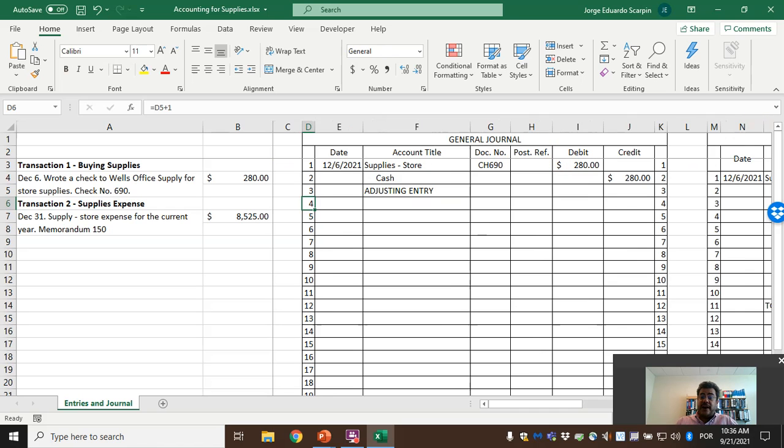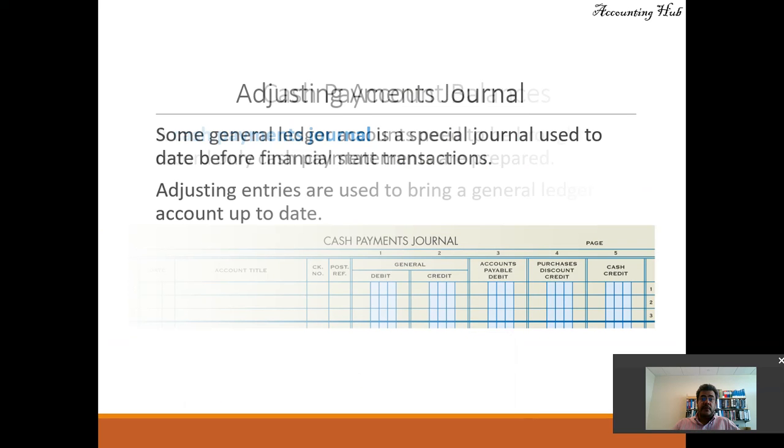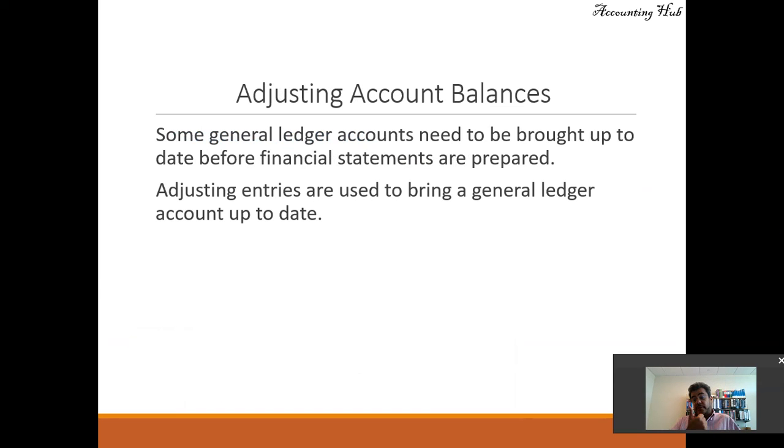How much is that, and how do we do that? We do that based on an adjusting entry that we do after our first trial balance. How do we do that? Some general ledger accounts, just like supplies, need to be brought up to date before financial statements are prepared. Adjusting entries are used to bring a general ledger account up to date.